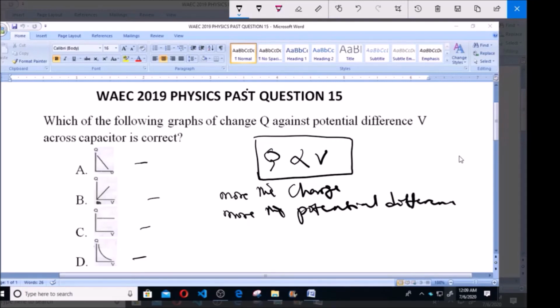And in mathematics, when there is direct proportionality, we have this, because as Q is increasing, V is also increasing. So let's say we have Q as 1 here, V we are going to have as 1 if you trace it, and we have Q as 2 here, V we are going to have as 2. So this is what we call direct proportionality.